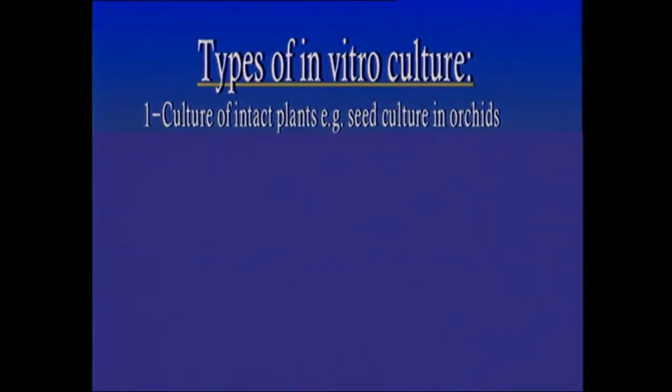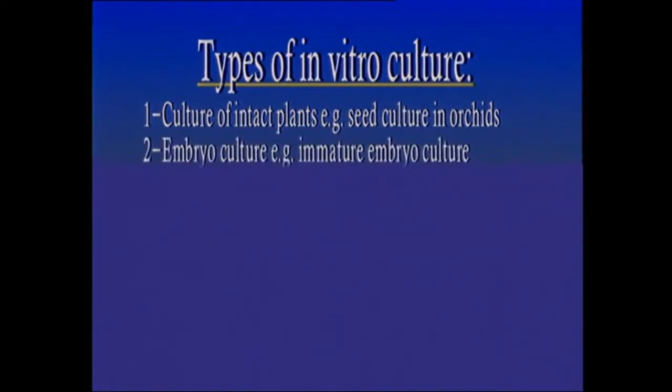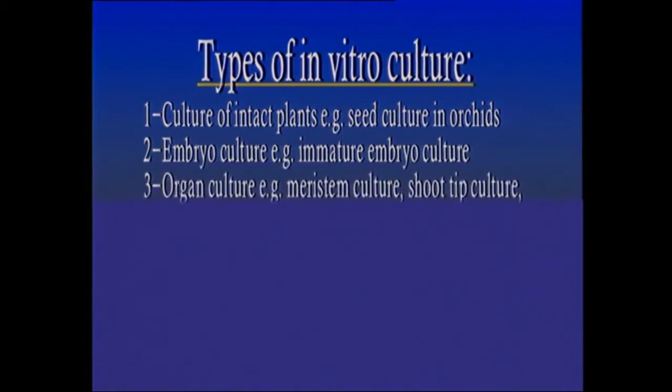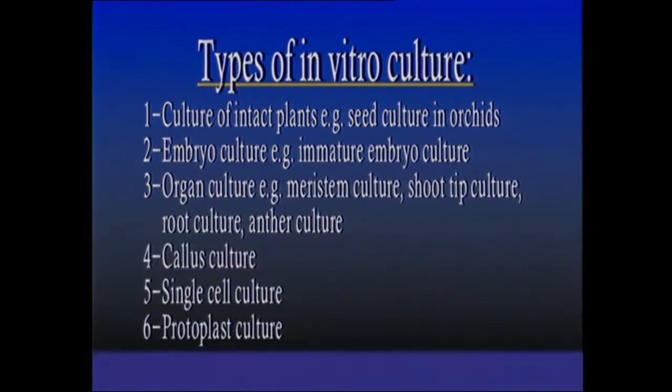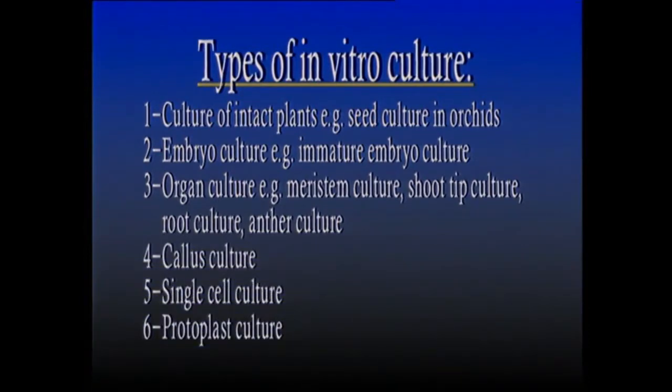Culture of intact plants, for example, seed culture in orchids. Embryo culture, for example, immature embryo culture. Organ culture, for example, meristem culture, shoot tip culture, root culture, anther culture. Callus culture, single cell culture, and finally, protoplast culture. The area of micropropagation is, however, what we endeavor to cover in this video.